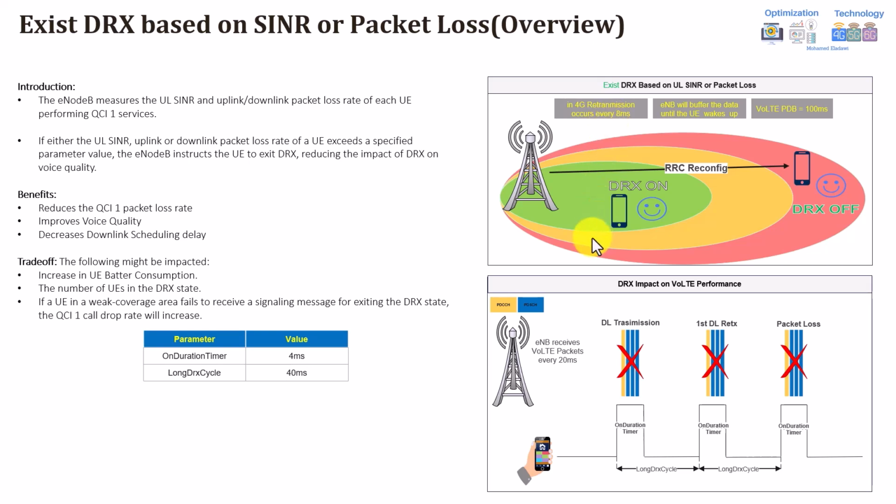This means that if the user fails to decode, for example, the transmitted packet from the eNodeB side, the retransmission will happen after 8 milliseconds. And the second one here, which is the VoLTE packet delay budget, as we explained in the first session, is 100 milliseconds. So whenever the packet is delayed for a value greater than this 100 milliseconds, the packet will be discarded. It will be lost or discarded.